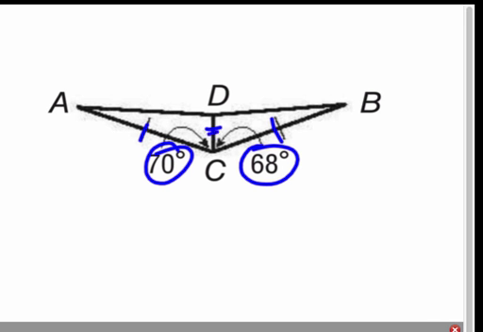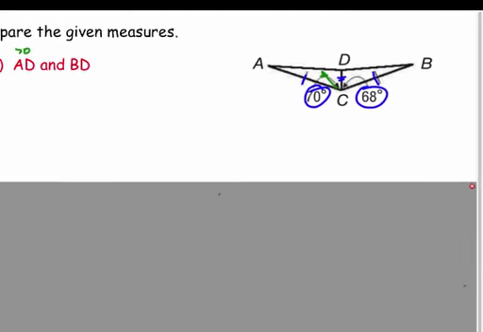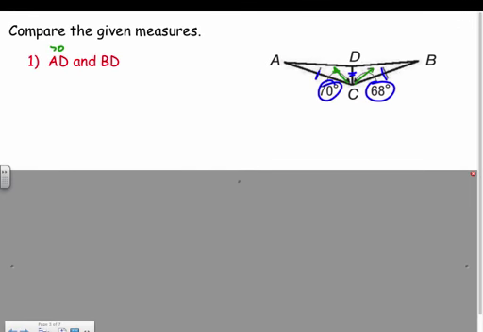So I just look at the side opposite the angle. So 70, the side opposite is AD. I like to just write my 70 here so I can picture it. And 68, the side opposite is DB or BD. Well, I know 70 is bigger than 68, so I know that side length AD is going to be bigger than side length BD by using my Hinge theorem, right?